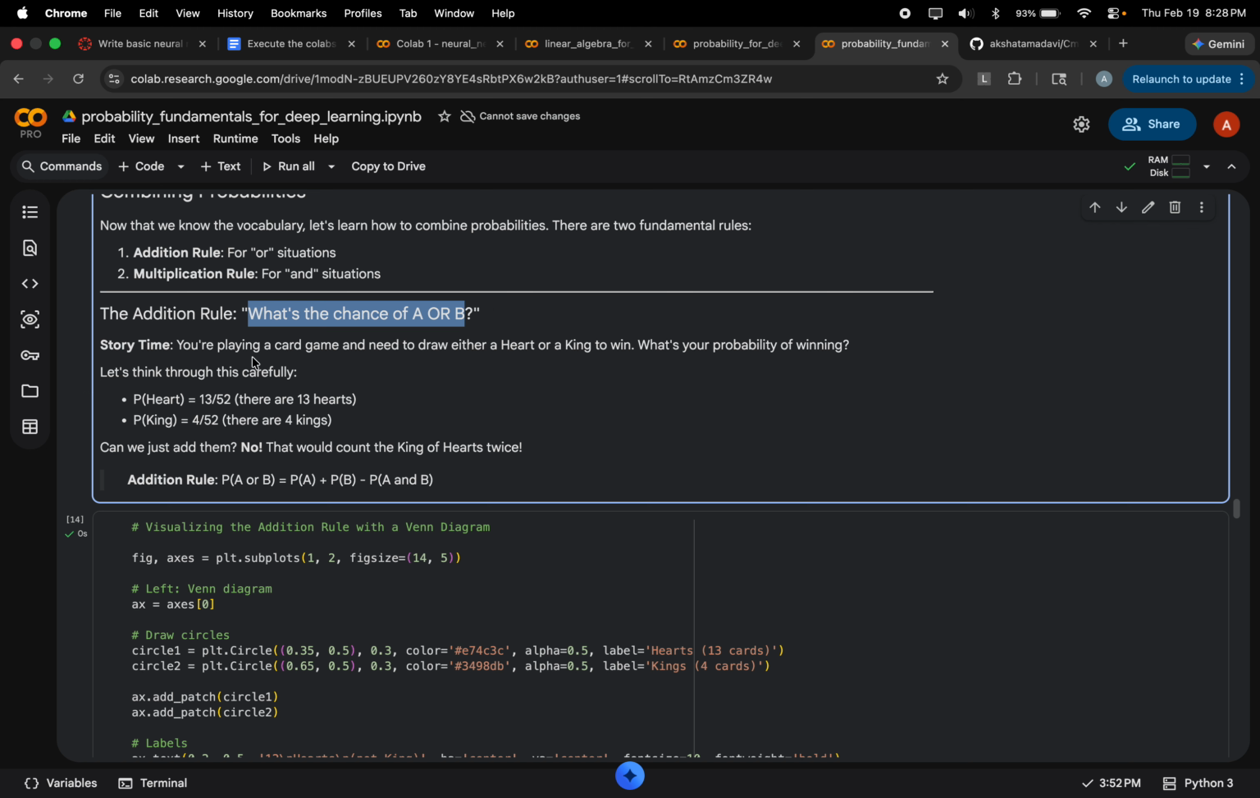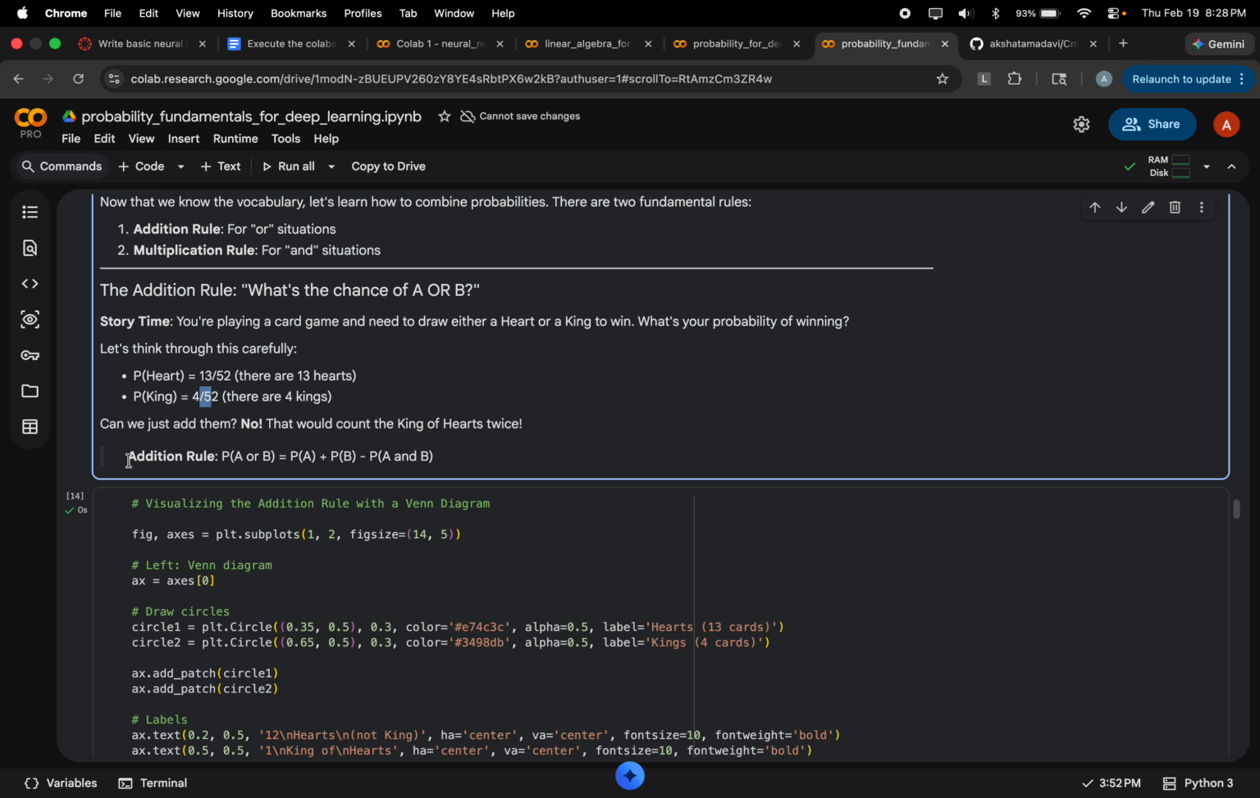Let's say you're playing a card game and need to draw either a heart or a king to win. What's your probability of winning? You calculate separate probabilities. Getting a heart is 13 by 52. Getting a king is 4 by 52. We cannot just add them and get the probability. That is not how it works here. The addition rule says the probability of A or B is the probability of A plus the probability of B minus both of them happening together, A and B at the same time. So this is the addition rule.